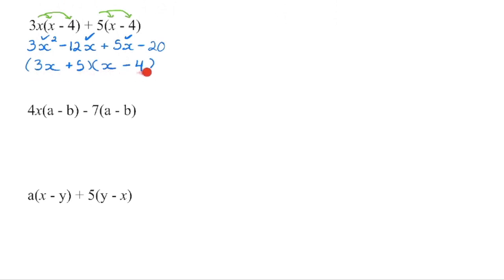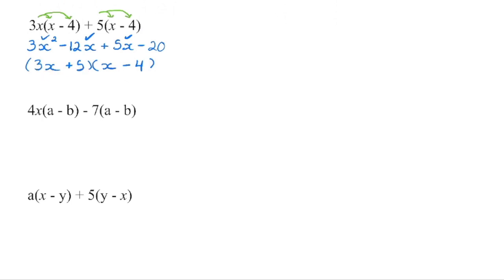So this FOILs out to get us to this, and then I want you to notice something. x minus 4 is the factor that is common to both of those. So we can have a binomial that is a greatest common factor. So that's that factor. And then we take this 3x and this plus 5 and we group them together in another bracket.